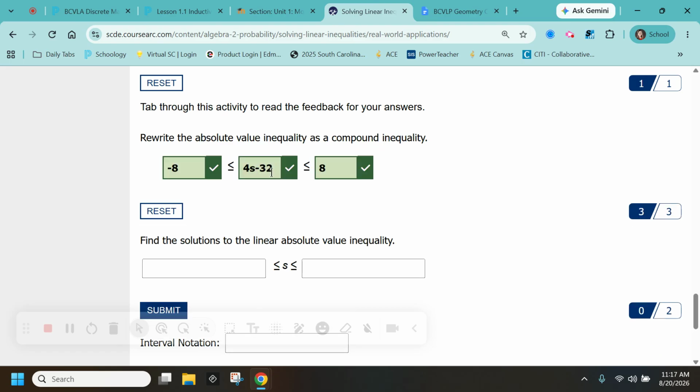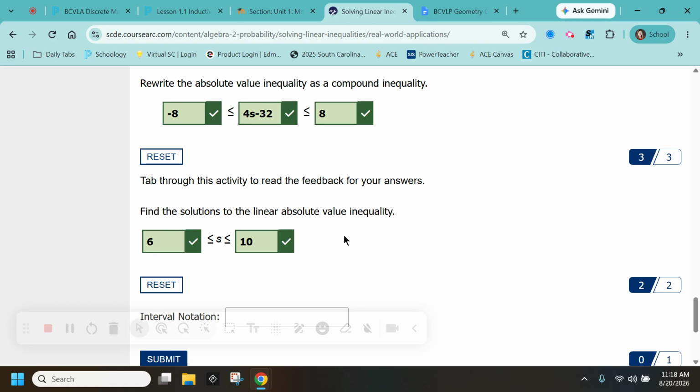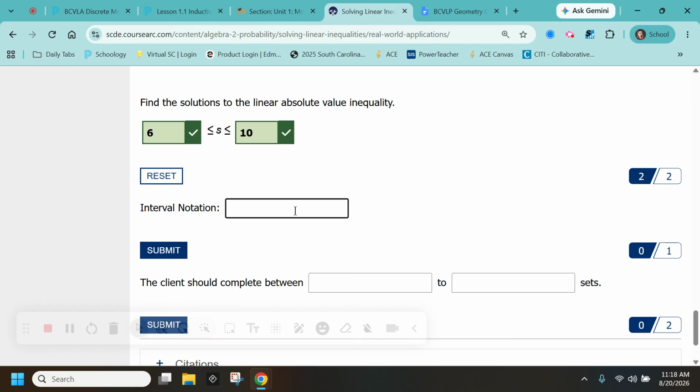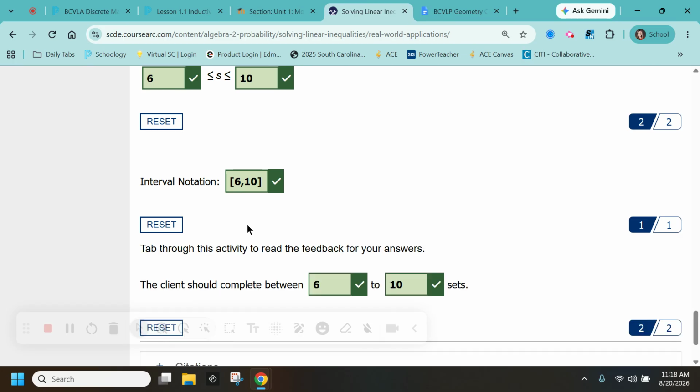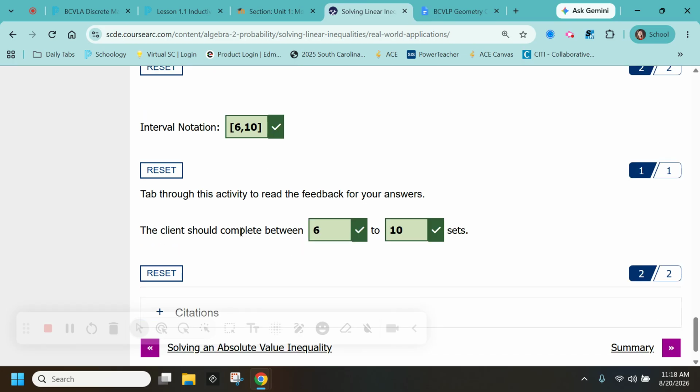And so we're going to add 32 to both sides. So -8 plus 32 gives us 24, and then divide by 4 gives us 6. Add 32 to 8 over here gives us 40, divided by 4 is 10. Interval notation, remember these are included because it's less than or equal to, so 6, 10, closed brackets. And the client should complete between 6 to 10 sets to be within that calorie range. Okay, and that's it.